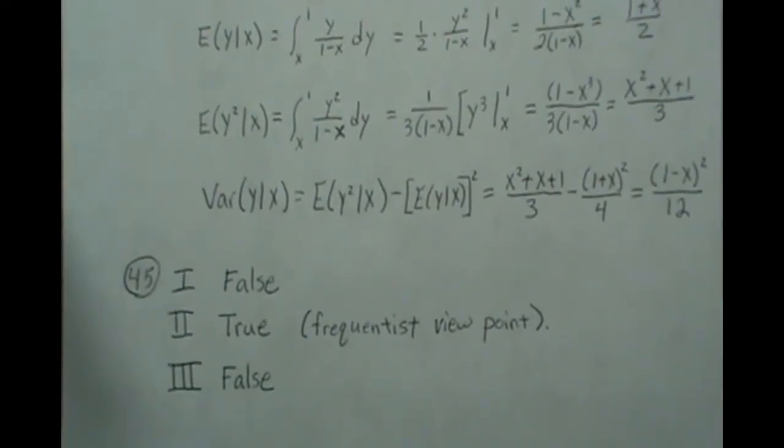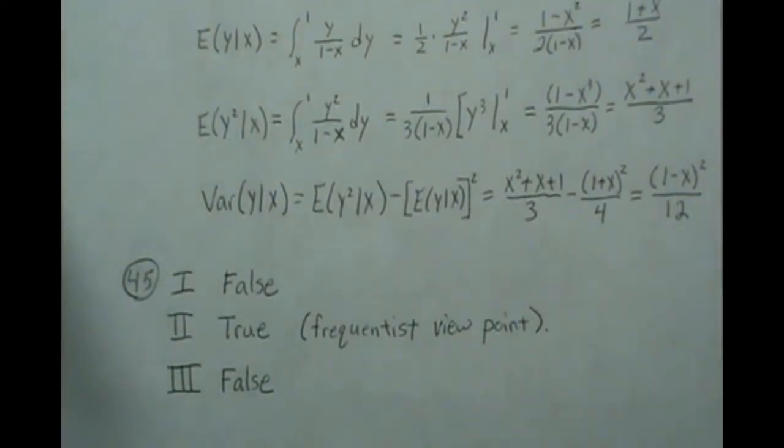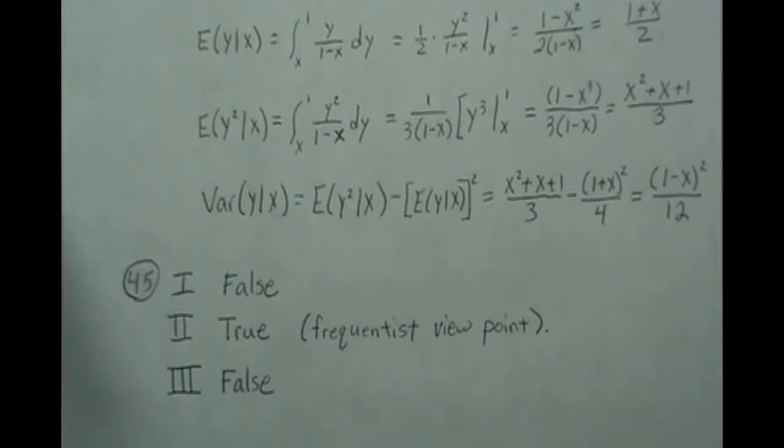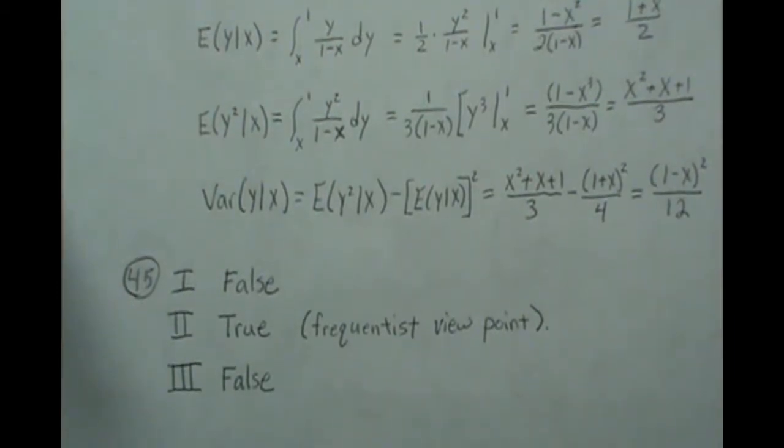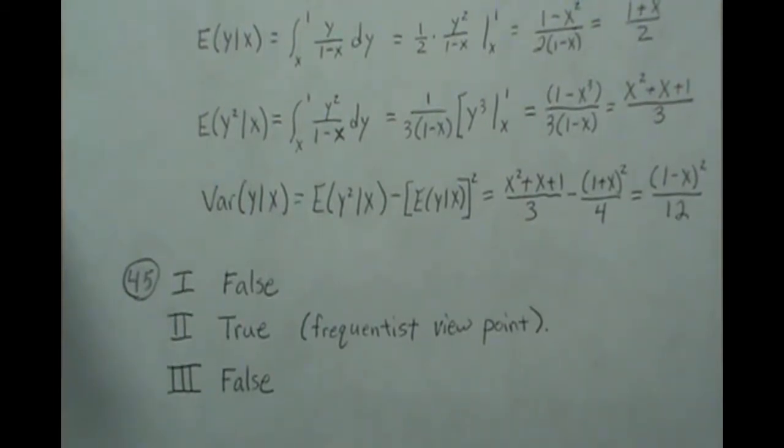Now, number 45 asks which of these are true. The first is: the probability is 0.9 that mu will assume a value between 10.54 and 11.4. That is false, because that says that mu could be in the interval or it could not be in the interval. That's the wrong way to think about it. Mu is a fixed value, and the interval either contains mu or it does not. So 1 is false.